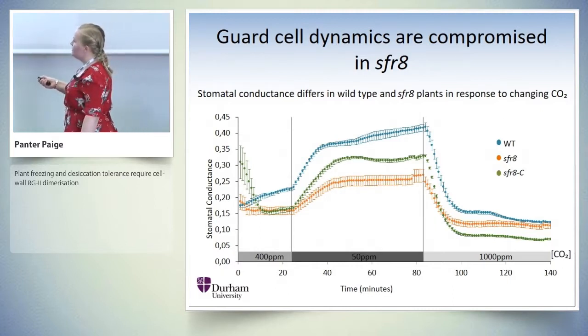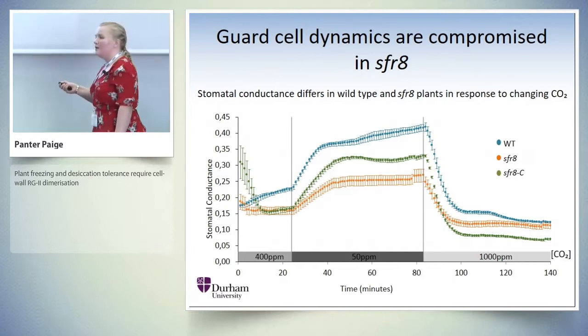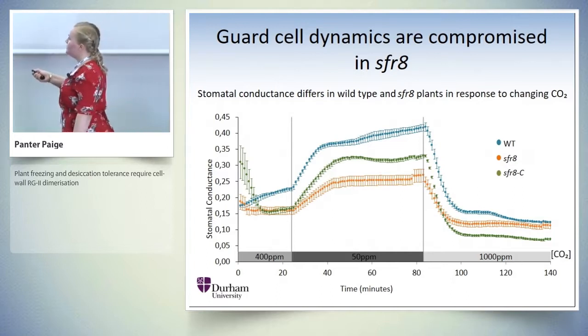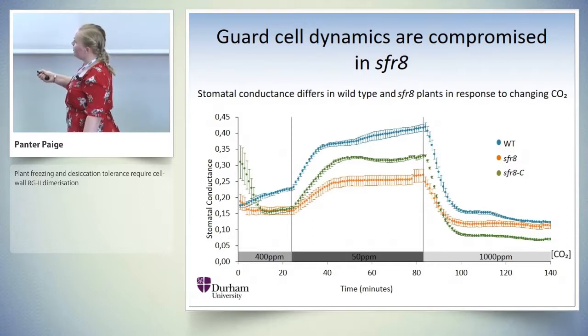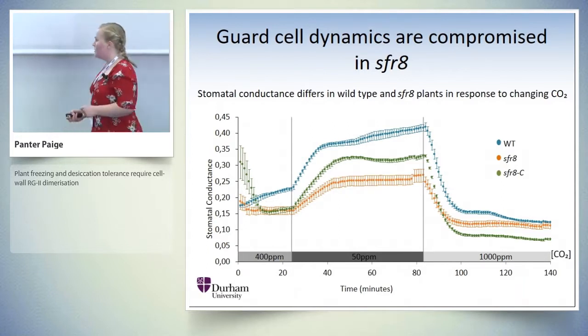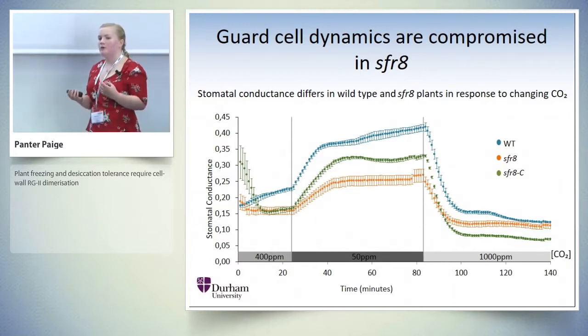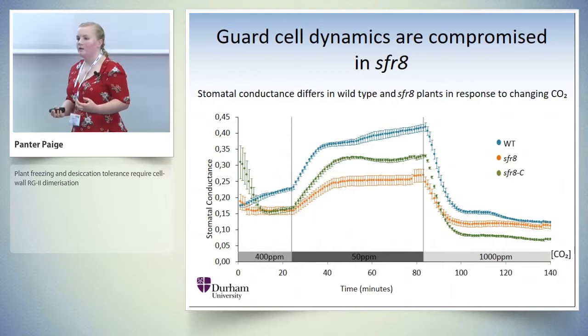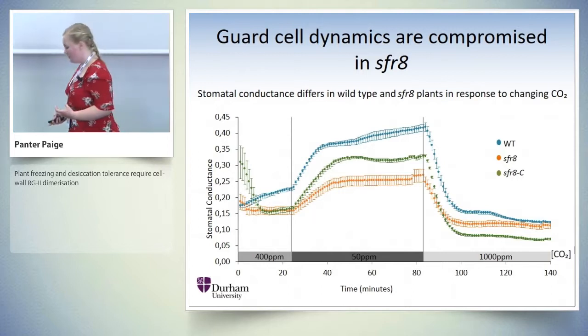And there seems to be a clear difference between the wild type plants and the mutant plants. But actually the thing that I'm really interested in from this is the difference in the rate of opening between wild type, which is much quicker, and SFR8, which is much slower. So to me this is saying that the loss of Rg2 dimerisation is causing a change in SFR8 stomata, and they're not able to open as quickly as wild type are in response to that stimulus.